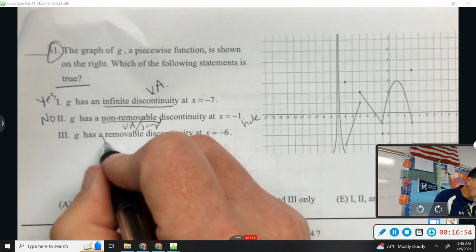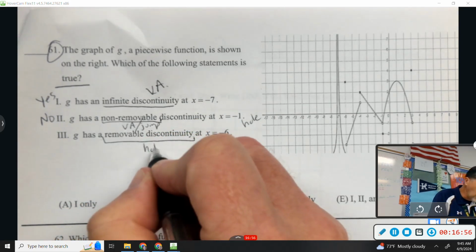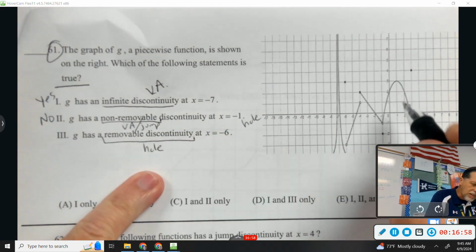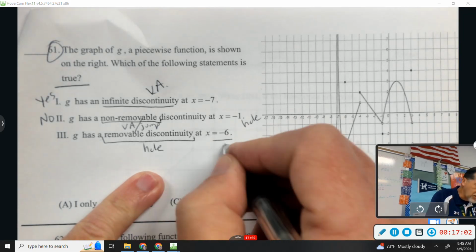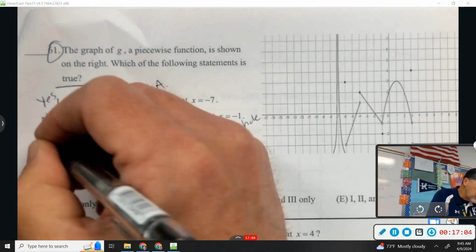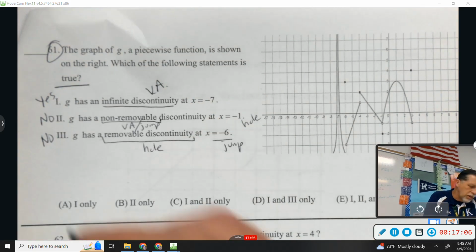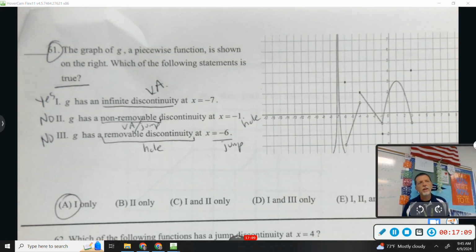Statement 3, removable discontinuity, that's a hole at -6. That is not a hole at -6, that's a jump. So statement 3 is not true. So only statement 1. So those are kind of those vocabulary questions of, can you tie some new words to concepts you already know?